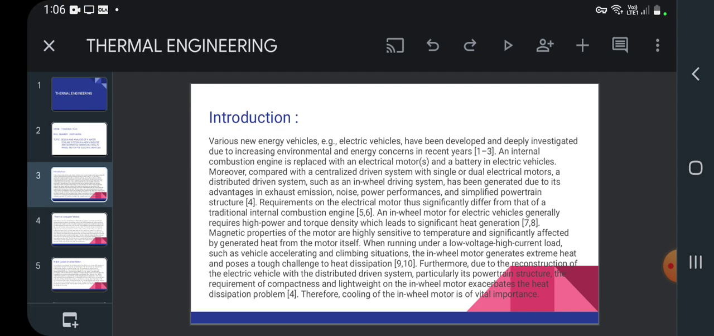Furthermore, due to the reconstruction of the electric vehicle with the distributed driving system, particularly its powertrain structure, the requirements of compactness and low weight on the in-wheel motor exacerbate the heat dissipation problem. Therefore, cooling of an in-wheel motor is of vital importance.